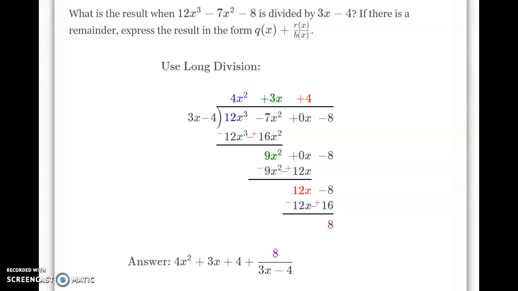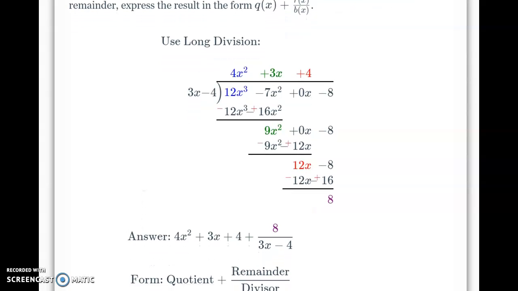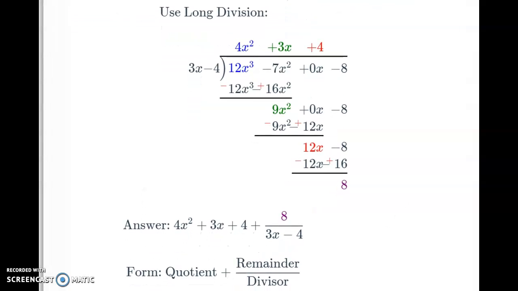And then you ask yourself, what multiplies to 12x cubed? That's 4x squared times 3x. And you distribute that to both terms there. Okay, continue this process, and then just raise your hand right now. So this is the last question on this video.